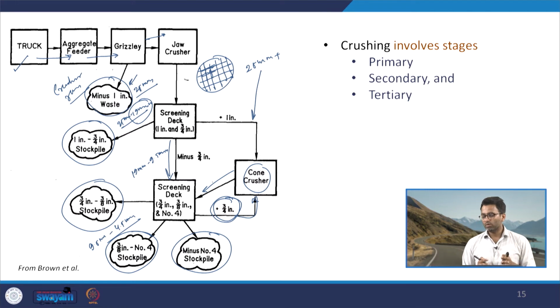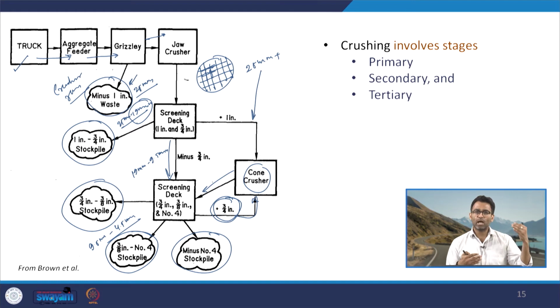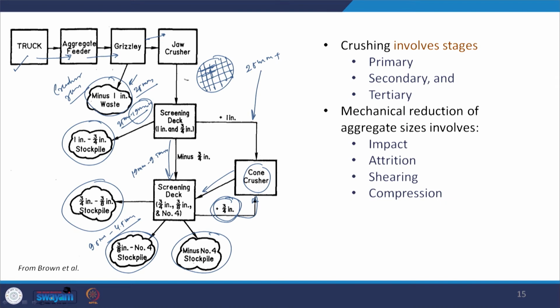So, crushing usually involves different stages. It can be a primary crusher, then a secondary crusher and a tertiary crushing stage. Whatever the crushing stage, these crushers involve various mechanisms to reduce the size of the aggregate particles, and this includes impact, attrition, shearing and compression.